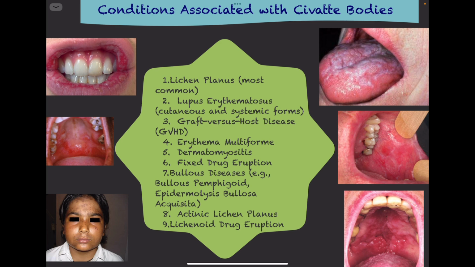So this phenomenon will be seen at each of the lesions, not particularly related to the oral cavity but of the body as a whole. Then third is graft versus host disease, then erythema multiforme, dermatomyositis, fixed drug eruption, and bullous diseases, for that matter any kind of bullous disease whenever there is formation of bulla. Basically you can say that the bulla is getting formed because there is some kind of degeneration occurring at the level of basal keratinocytes, right? So in whichever disorders there is formation of bulla, you can see civatte bodies under the microscope, such as bullous pemphigoid, etc., right? Then we have the actinic variety of lichen planus, one which is triggered by exposure to UV rays. Last would be lichenoid drug eruption.